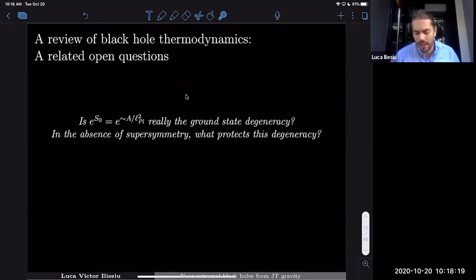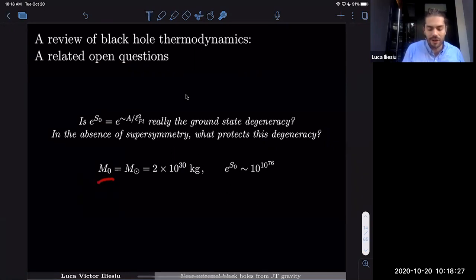So just to get a sense of scale for what this degeneracy means, if we take a Reissner-Nordström black hole that has the mass of our own sun, for example, this degeneracy e to the S0 would be 10 to the 10 to the 76. So it's an absolutely massive degeneracy that, from a quantum mechanical perspective, there's no symmetry that protects it. So there's no real expectation that it should actually be there. So does e to the S0 actually measure the ground state degeneracy of extremal black holes? And I'll resolve this for Reissner-Nordström and for black holes in supergravity within this talk.